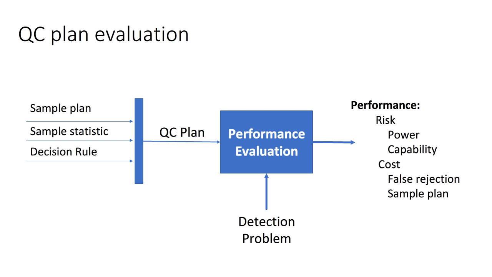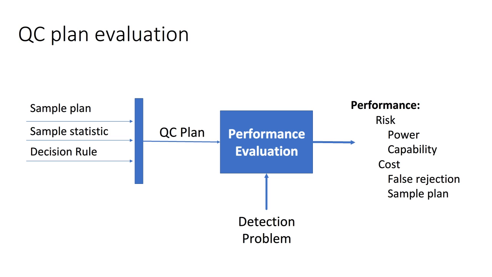This slide shows an overview of QC plan evaluation. The QC plan, as we've seen, consists of a sample plan, sample statistics, and a decision rule. The QC plan is evaluated relative to some detection problem. And this is important. The performance of a QC plan depends on what you're trying to detect. Are you most concerned about shifts? If so, are you concerned about detecting large shifts or small shifts? What about trends? And what about changes in random error? Are these transient or long-lasting changes?